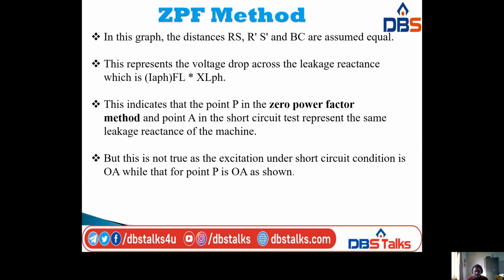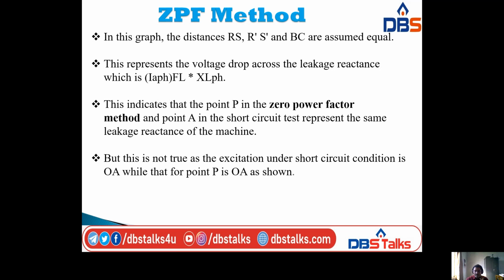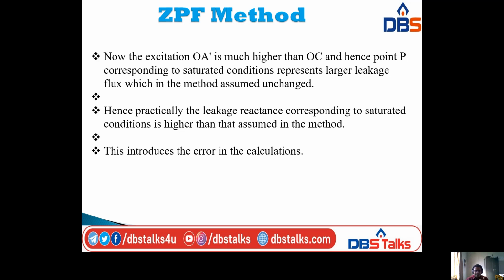And next, in this graph, the distances RS, R dash S dash and BC are assumed equal. So in the graph we have RS, and R dash S dash, and BC, which are assumed equal. And next, this represents the voltage drop across the leakage reactance, which is IA phase full load into XL phase. This indicates that point P in the zero power factor method and point A in the short circuit test represent the same leakage reactance of the machine. But this is not true, as the excitation under short circuit condition is OA, while for point P it is OA dash as shown. Now the excitation OA dash is much higher than OC, and hence point P, corresponding to saturated conditions, represents larger leakage flux, which the method assumes unchanged.